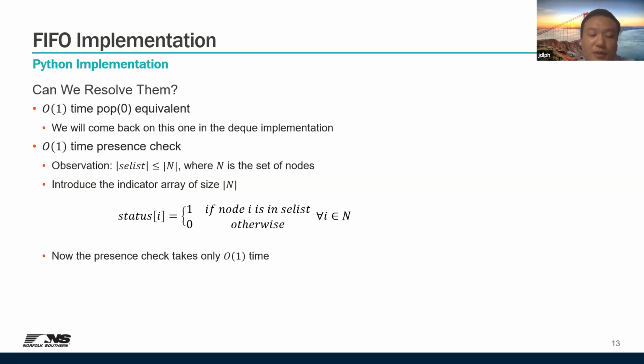With this simple observation, we can introduce an indicator array of size n. So basically, it is a fixed length. We denote the status as 1 if the corresponding node is in the list, otherwise we denote it as 0. With this status array, the presence check now takes constant time.